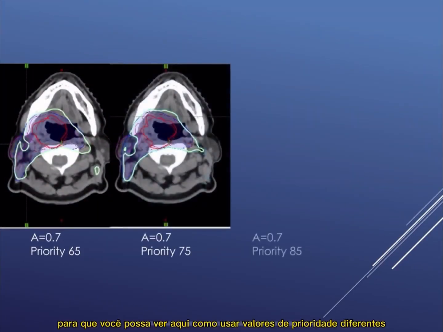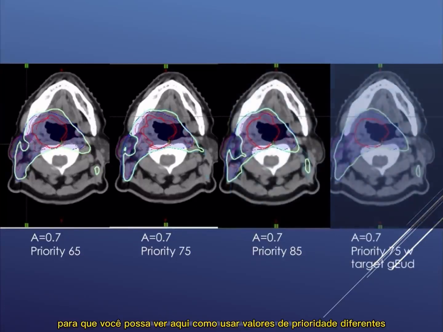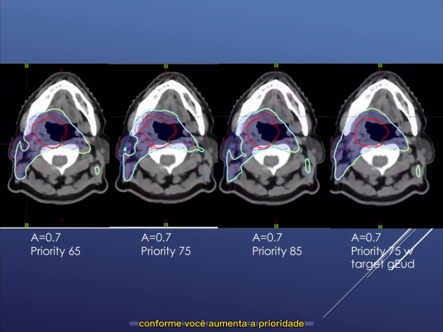So you can see here, using different priority values, as you increase the priority, how much more you lose coverage on your PTV, but you spare more on your organs at risk. Using the target GUD, I was able to still minimize the parotid dose but maintain PTV coverage. And I'll get to the target GUD in a minute.